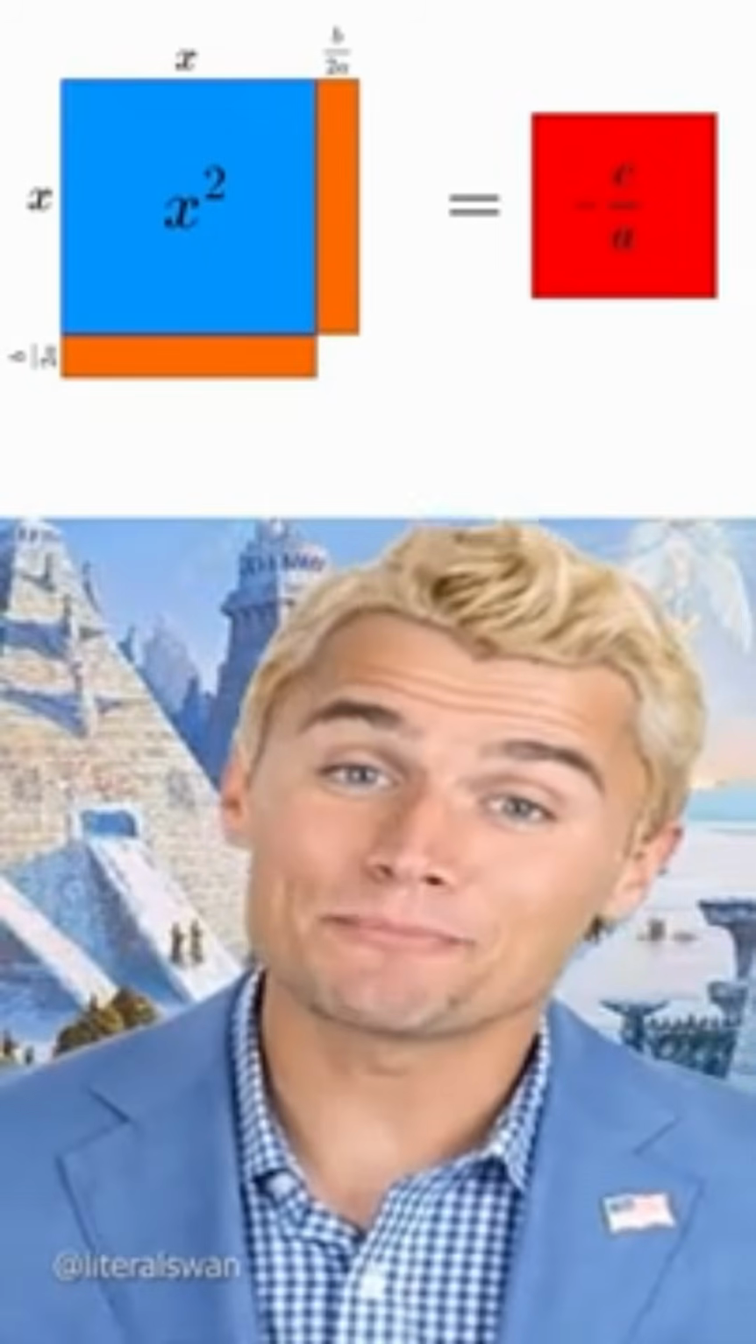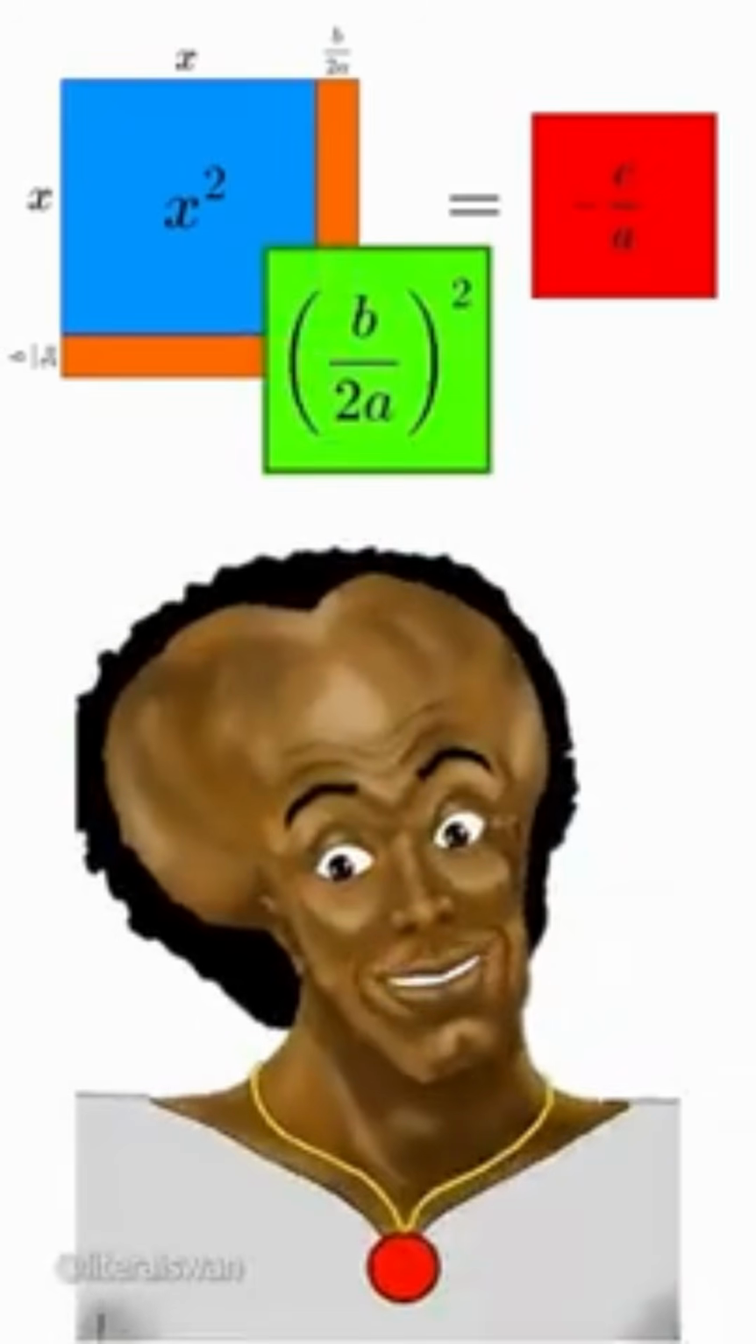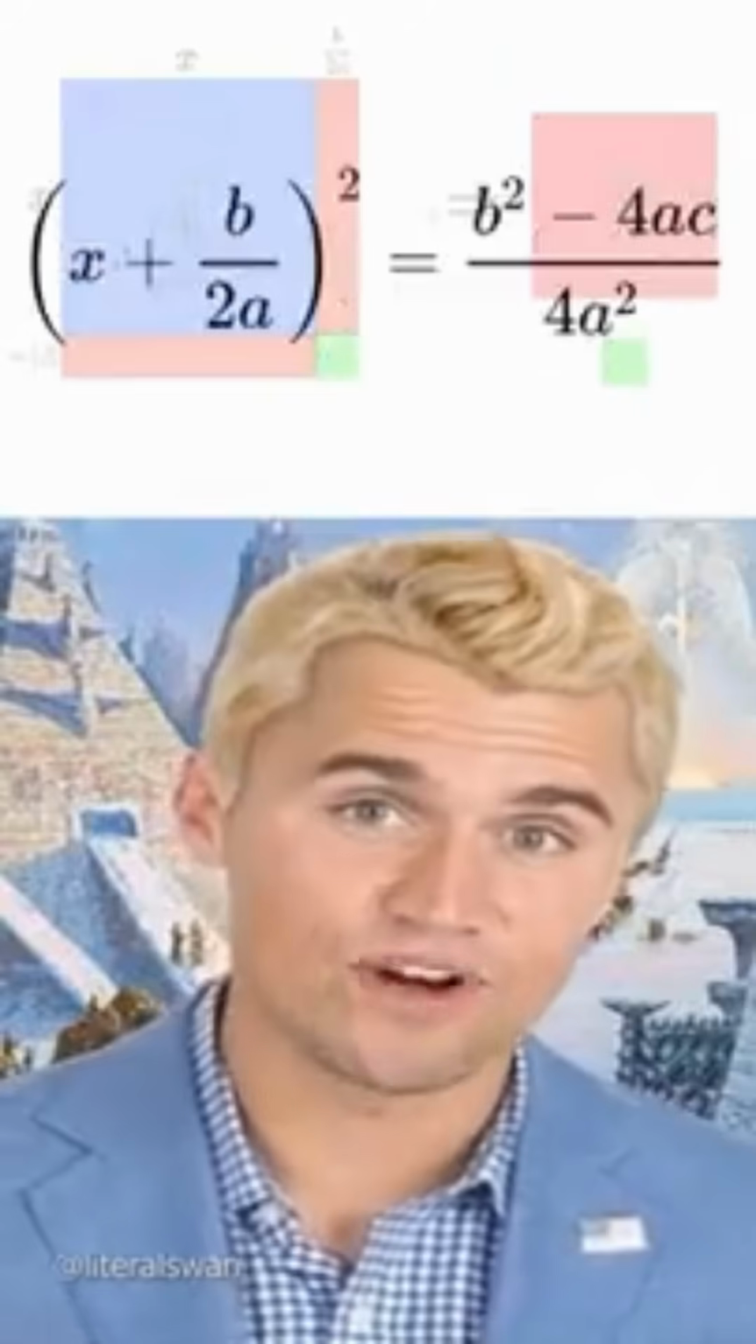Now, my son, if you split the b over a x in half, you have a square with the corner missing. Oh, so we can complete the square here. That's right, my son. You can do this by adding a square with side length b over 2a. So now we have this equation. Let's add these fractions together.